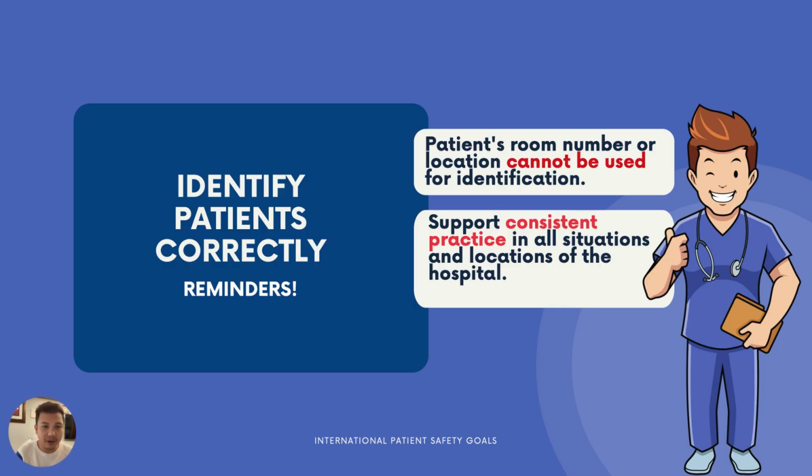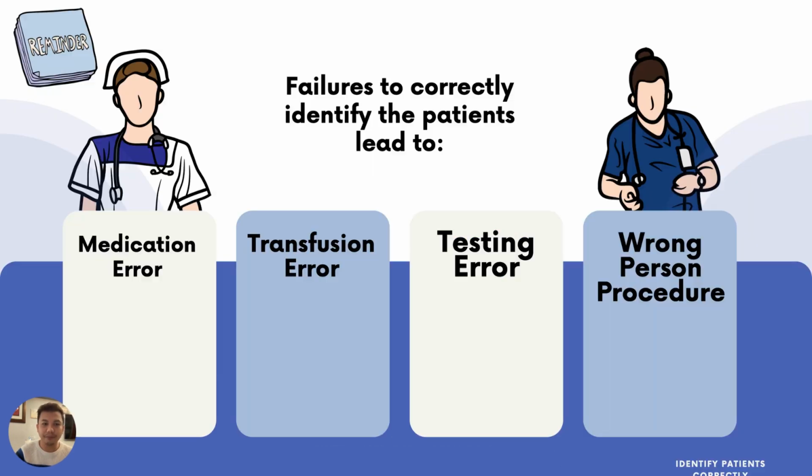So this is actually a reminder. Patient's room number or location cannot be used for identification. So we cannot use the patient's room number, location, wing, or any part of the hospital or letters. So support consistent practice in all situations and locations of the hospital. Failures to correctly identify the patients can lead to, first, medication error, second, transfusion error, third, testing error, and fourth, wrong person procedure.